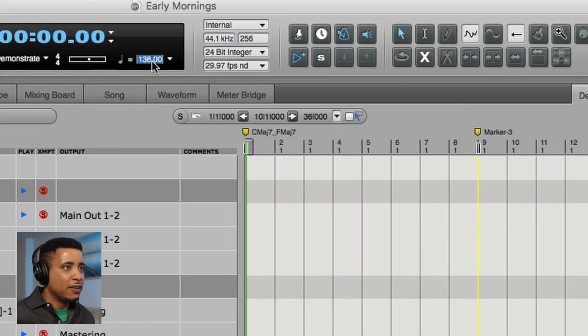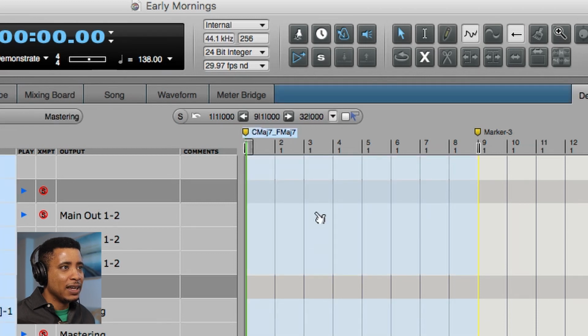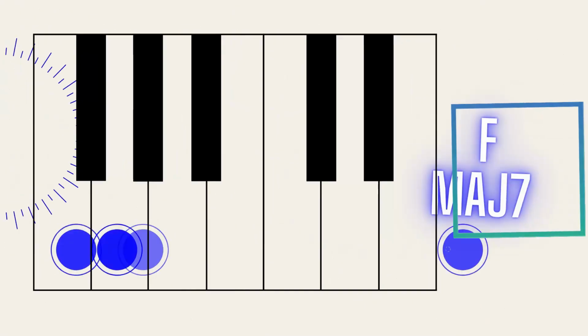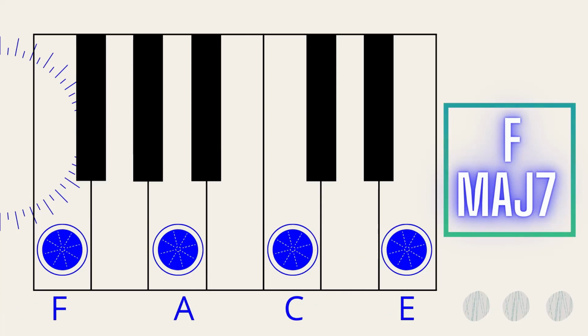We'll start with the tempo and the loop cycle. 138 for the tempo, loop set at 8 bars. We're going to be in C major. That's only playing the white keys. We'll use the chords C major 7 and F major 7. Here's a diagram of what those chords look like.